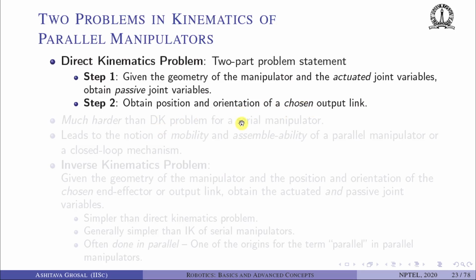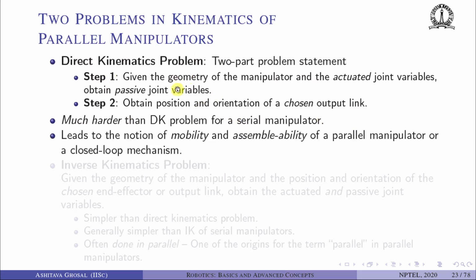Okay, so this is much harder than the direct kinematics for a serial robot, because why? It is two steps. In the direct kinematics of a serial robot, just the actuated joint variables are given and we find the position and orientation of the end effector. That is not enough. First you have to find the passive joint variables using the loop closure constraint equation, and then obtain the position and orientation of the chosen output link.